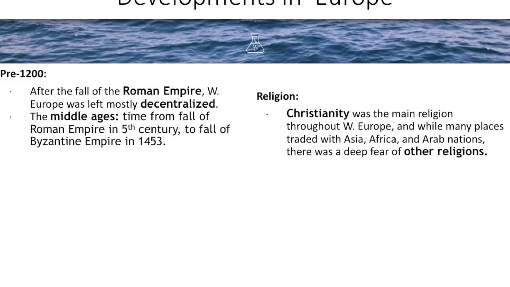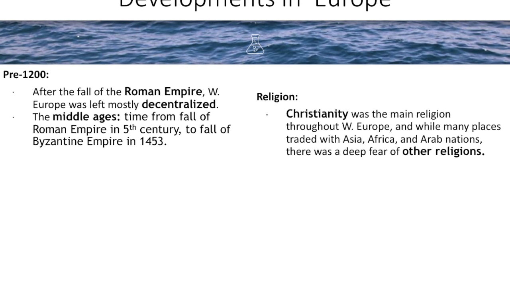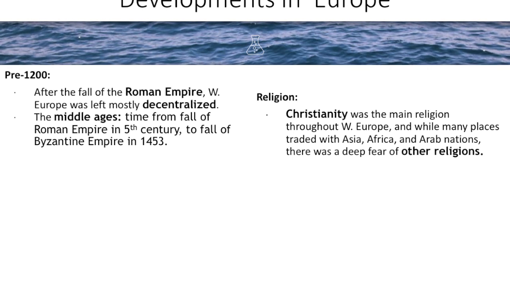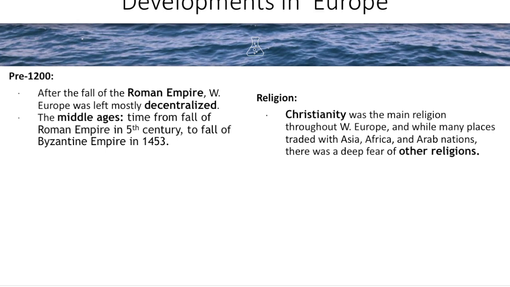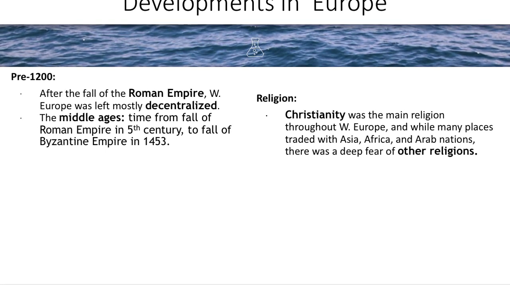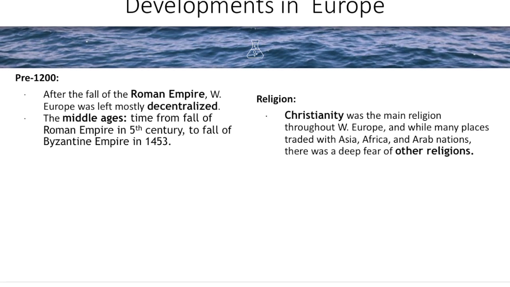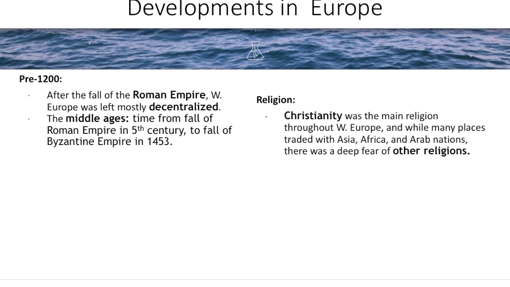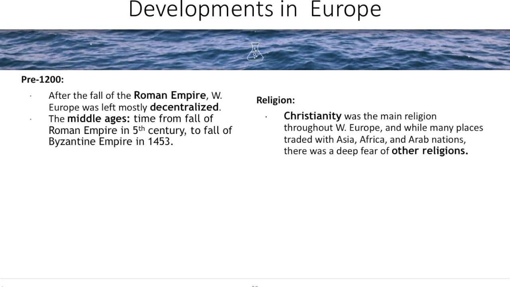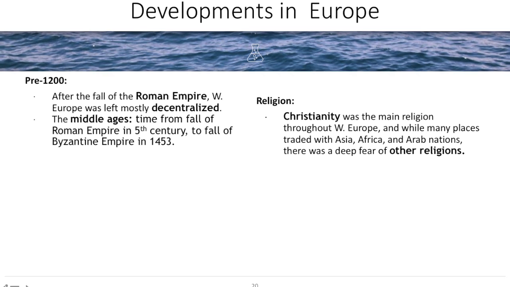Just some context. So after the fall of the Roman Empire, West Europe was left mostly decentralized, so there were no centralized bureaucratic governments that existed. The Middle Ages is a time frame that is in popular culture depicted as being very backward. It's a time from the fall of the Roman Empire, the 5th century, to the fall of the Byzantine Empire in 1453. So again, this course is a hot mess because we're still in the Middle Ages technically, but we never see the beginning of the Middle Ages when we start at the year 1200.